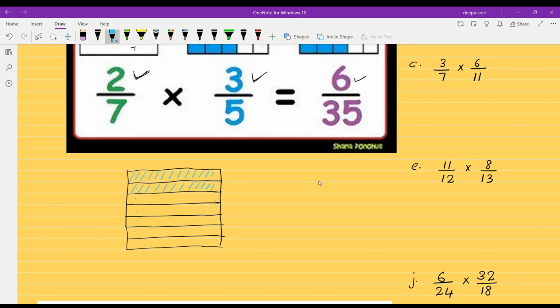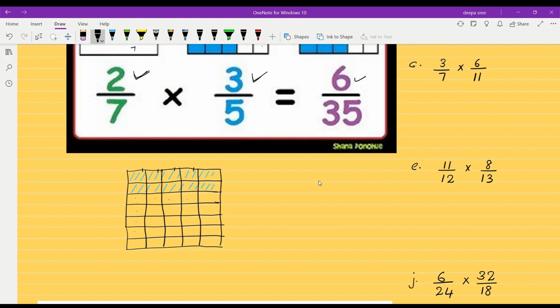Now the second fraction we can see here, 3 by 5 is the second fraction. So the same figure I am going to divide into 5 equal parts. That is, vertically I am going to divide: 1, 2, 3, 4, 5 equal parts. So it's divided into 1, 2, 3, 4 and 5 parts.